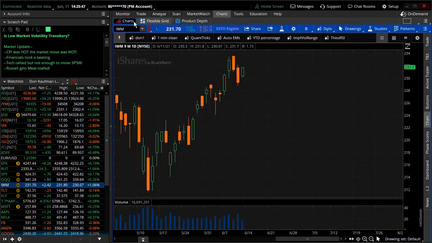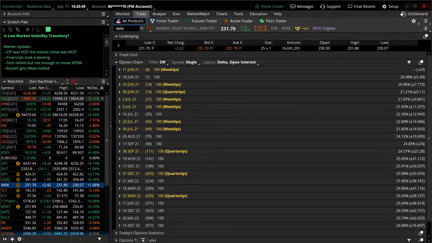The Russell volatility is going to continue to be a big question. In fact, look at the deviation over here. Russell volatility, again, front month vol in the Russell, is sitting at 21%.